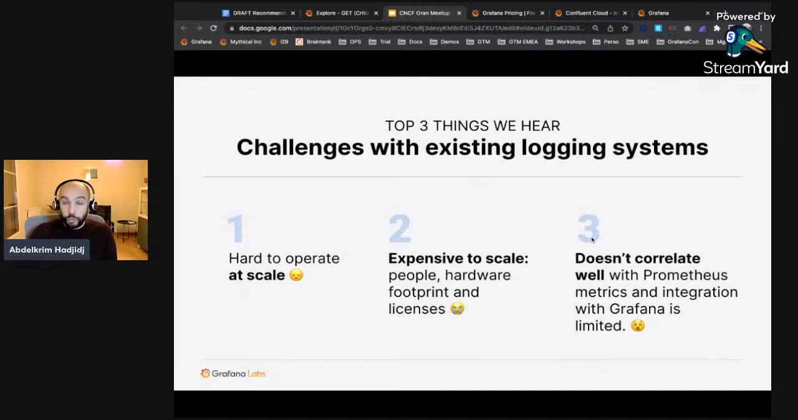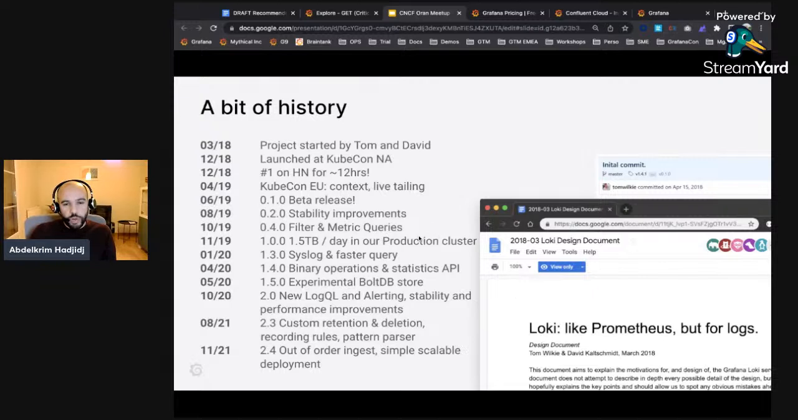And finally, for people who are using cloud native applications and Kubernetes, so they are using Prometheus, it's hard to move from metrics to logs, and they don't have this correlation. That's why we started a new project in 2018 called Loki. It's like Prometheus for logs. So we kept the same principle, similar query language.